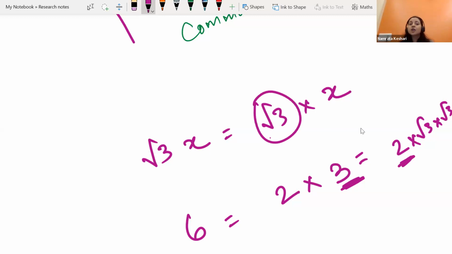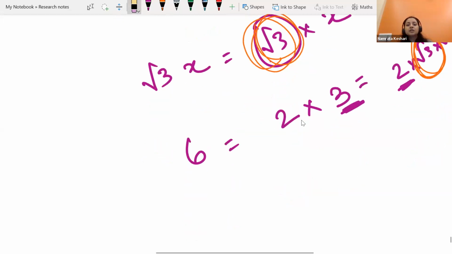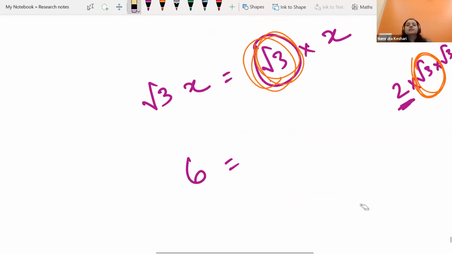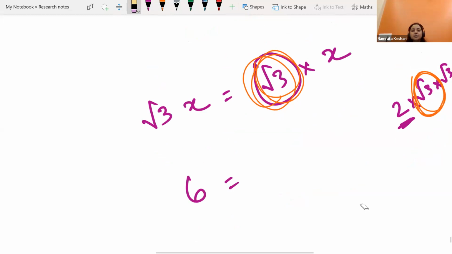Now the question is, what is the common factor and who will say what is the common factor? Ma'am, root 3. Root 3 is the common factor? Yes or no? Yes, ma'am. Let me remove this term. You will not get confused. See, 6 means 2 into root 3 into root 3. Root 3x means root 3 into x. What is the common factor? Common factor is root 3. Yes or no? Yes, ma'am.